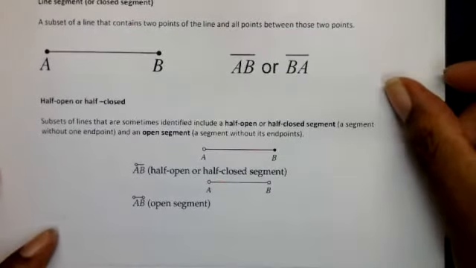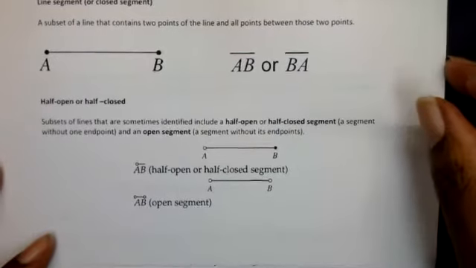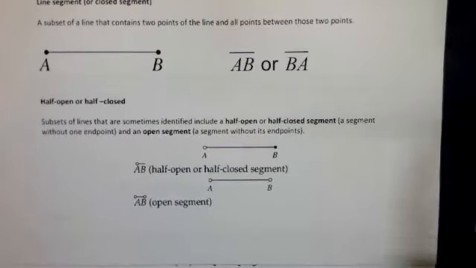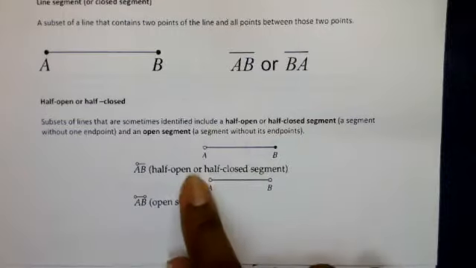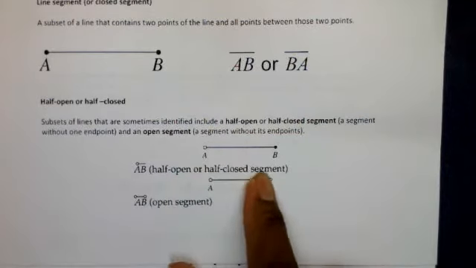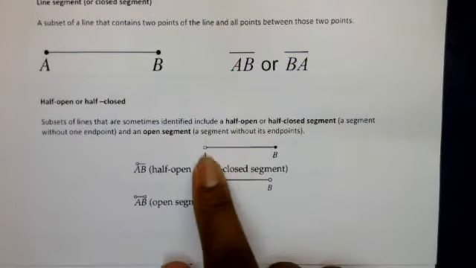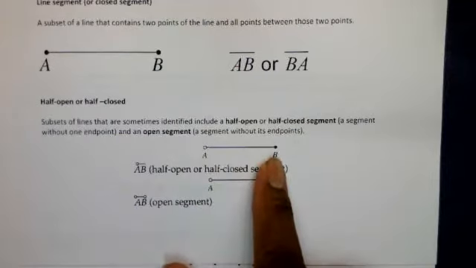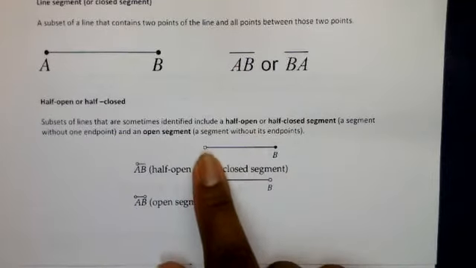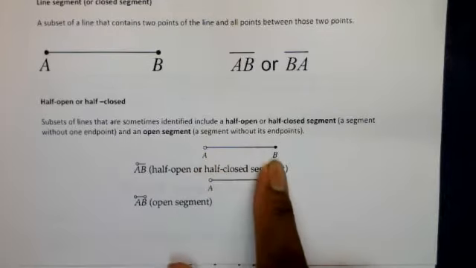All right, next is a half open, half closed segment. Those are subsets of lines that are sometimes identified. A half open or half closed segment is a segment without one endpoint. And an open segment would be a segment without its endpoints. So here's an example of a half open or a half closed segment. Here, A is not included, but B is. As you can see, the empty circle there is only at A, but a closed circle is at B.